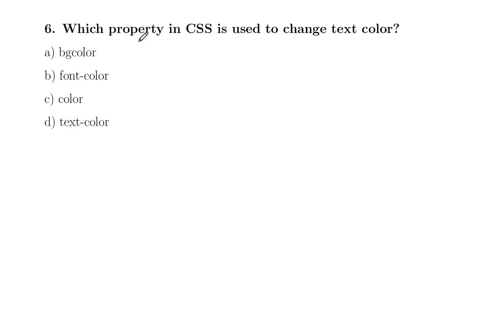Which property in CSS is used to change text color? Option A is BG color. Option B is font color. Option C is color. Option D is text color. The correct option is color property, which is used to change the text color.